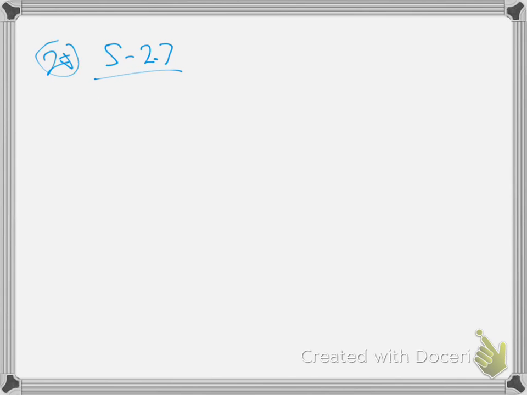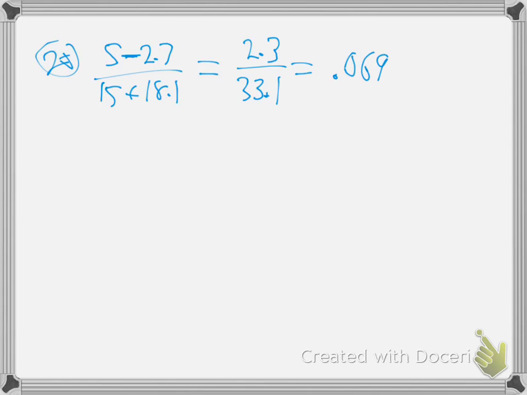5 minus 2.7 over 15 plus 18.1. What are you going to do? Just tell me. What would you do in real life? Wouldn't you subtract first on the top? Yep. You would. That big old bar is separating, meaning you do that last, huh? That'd be 33.1, I think. And then you would divide last, wouldn't you? You go 2.3 divided by 33.1. That'd be right. And you get 0.069486, blah, blah, blah.